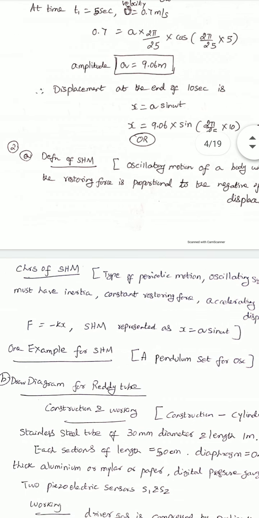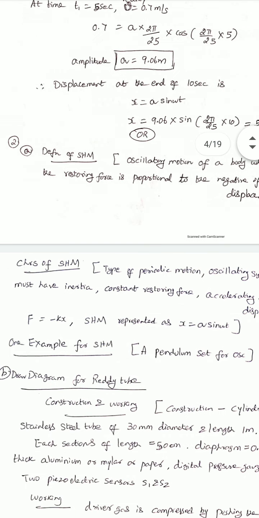So then SHM is represented by this equation, x equals a sin omega t. Then one example is given here, a pendulum set for oscillations. So in your text some more examples they have given. So any one example here you are supposed to write.